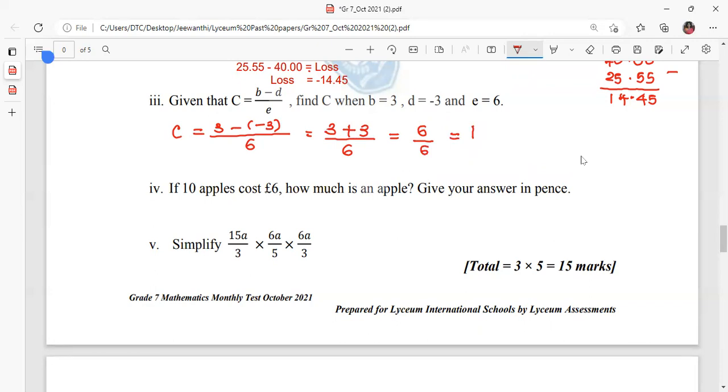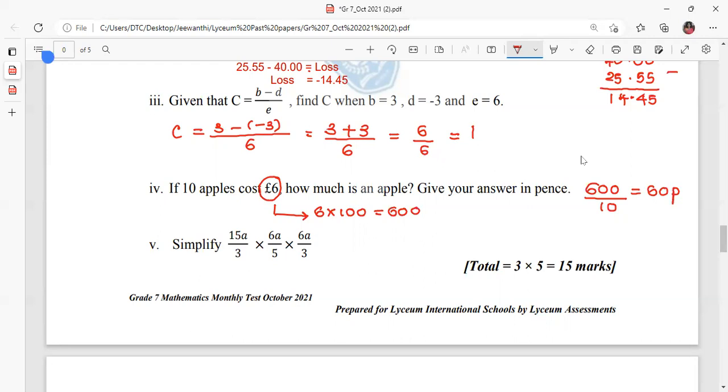If 10 apples cost 6 pounds, how much is an apple? You want to give your answer in pence, right? So that means you first want to convert this into pence. 6 multiplied by 100 is 600. So 10 apples cost 600 pence. You divide 600 pence by 10 and it gives you 60 pence.